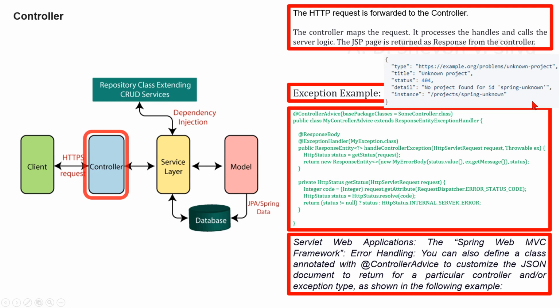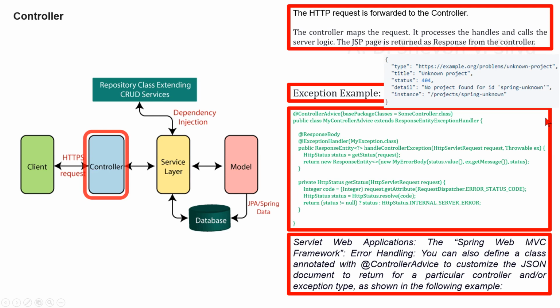For browser clients, there is a whitelabel error view that renders the same data in HTML format. To customize it, add a view that resolves to error. There are a number of server.error properties that can be set if you want to customize the default error handling behavior. To replace the default behavior completely, you can implement ErrorController and register a bean definition of that type, or add a bean of type ErrorAttributes to use the existing mechanism but replace the contents.